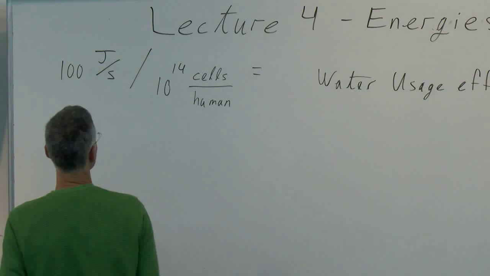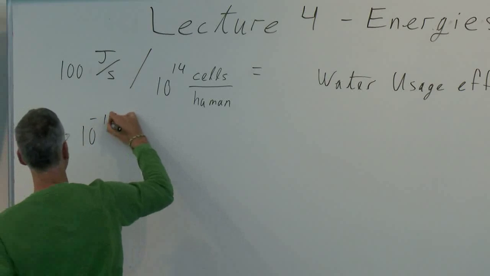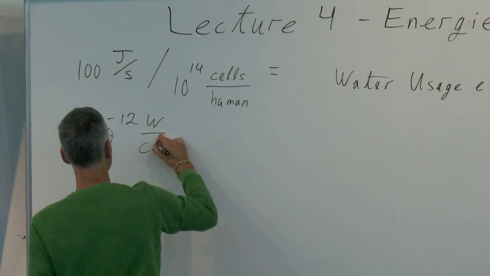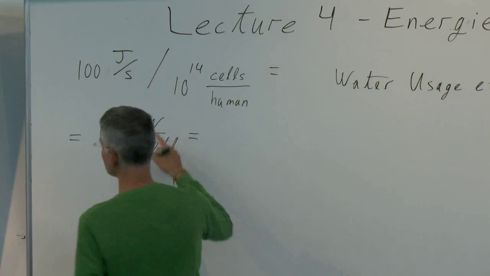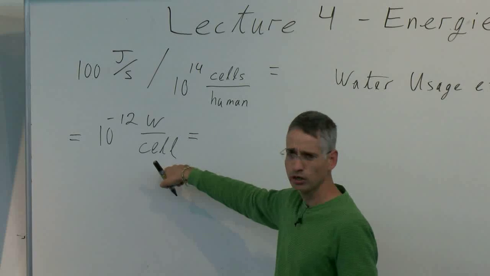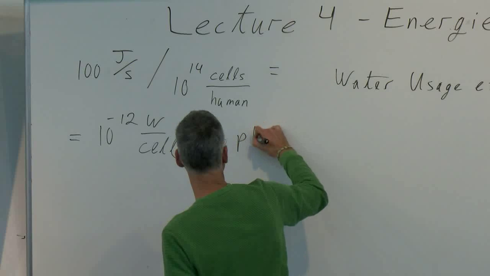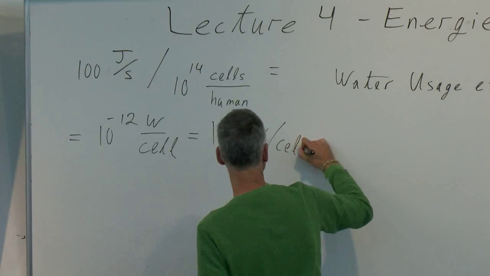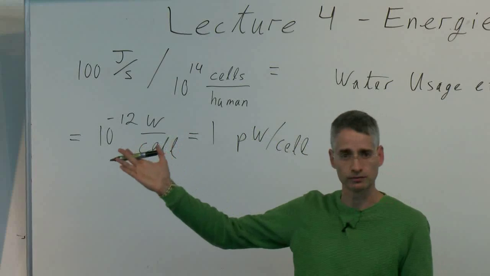And you can check me on that if you want. So 100, 10 to the 14, that means I have 10 to the minus 12 watts per cell. Watts is already per second, so it's joule per second, yeah. And how do I call that? That's 1 picowatt per cell.